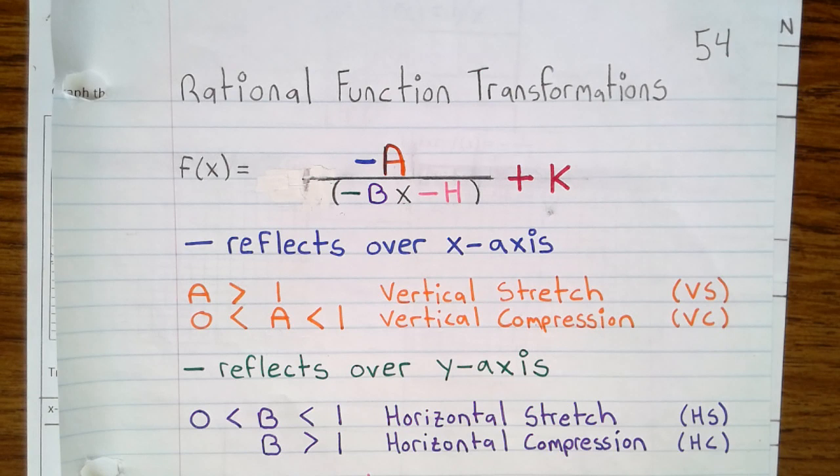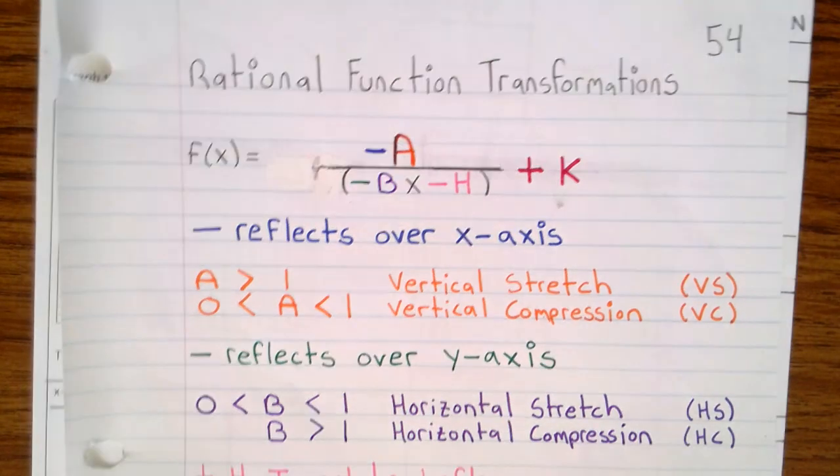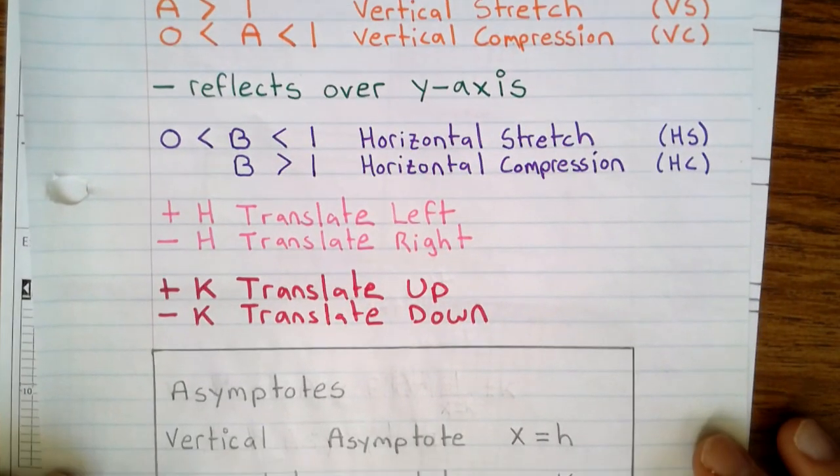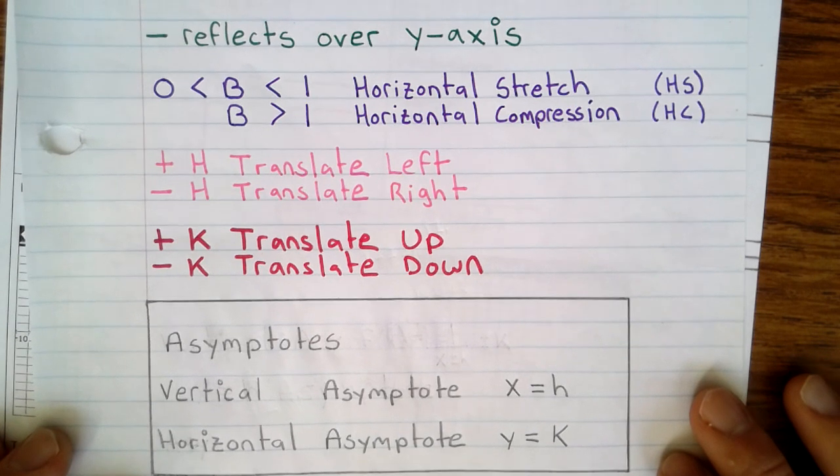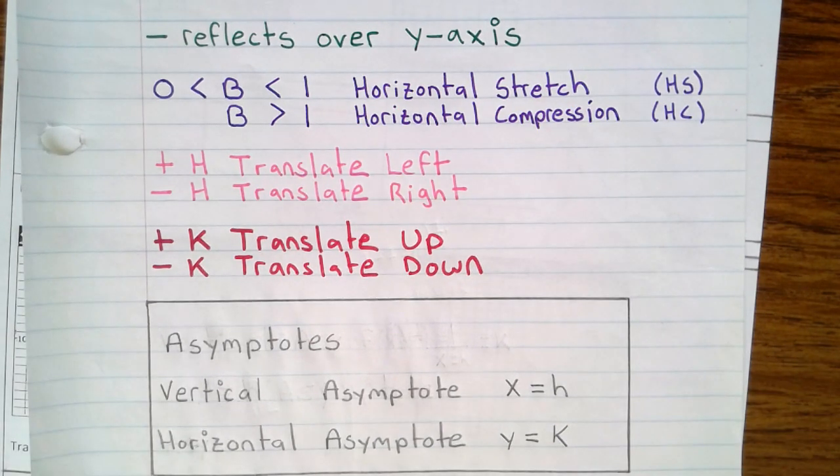When a is greater than 1, it's a vertical stretch. When a is greater than 0 but less than 1, it's a vertical compression. When there is a negative in front of the b inside the parentheses, it reflects over the y-axis. When b is greater than 0 but less than 1, it's a horizontal stretch. When b is greater than 1, it's a horizontal compression.